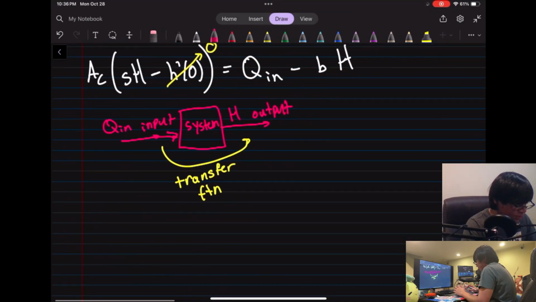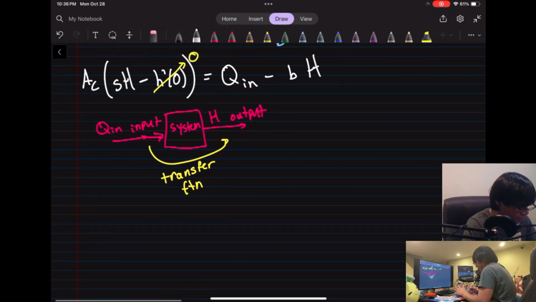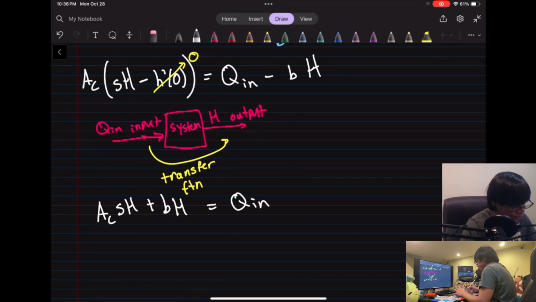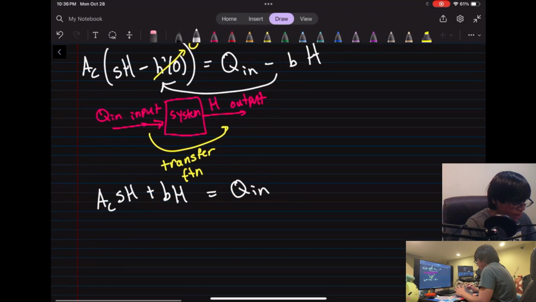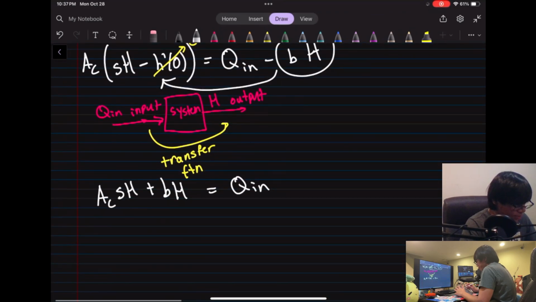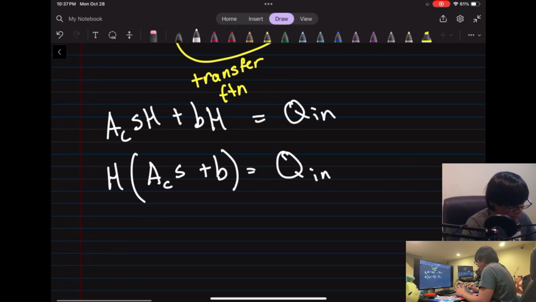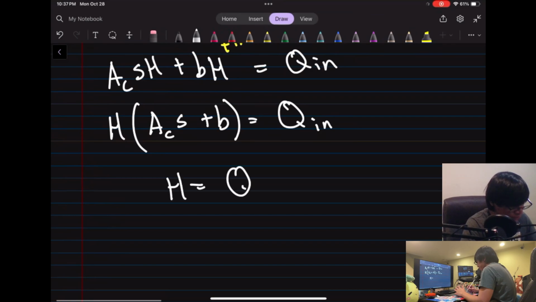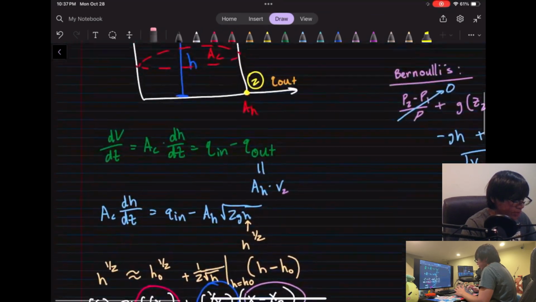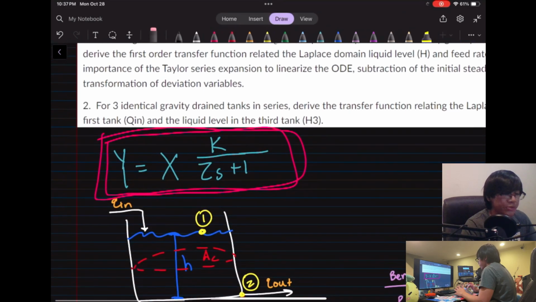Okay. So doing some algebra, moving things over, we have cross-sectional area, s Laplace variable, and then we add over bH from the right-hand side, and that's equal to Q in. So I just moved this one over. And then I'll factor out our H, our height, so cross-sectional area times s plus b, times H, equals Q in. And then all we have to do is divide across. And now we've isolated our variables. But what you'll notice here is that our expression isn't quite the same. We have a K and a tau s plus 1 in our fraction.